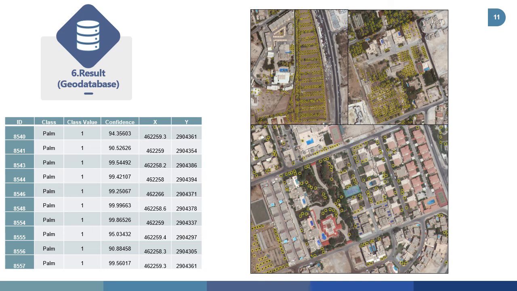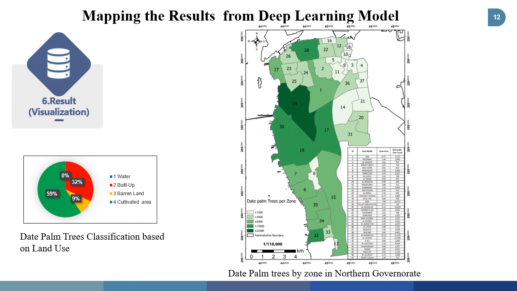We applied the model on the whole Northern Governorate, and we managed to detect the date palm trees with their X and Y coordinates. And then, as you can see on your right hand, we can visualize the result, how it perfectly delineates each date palm tree in the area of interest.